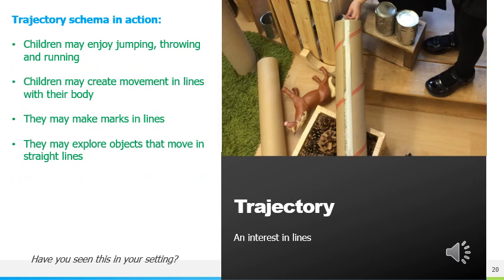Okay, a trajectory schema. So when you're observing children, you may see children enjoying jumping and throwing and running. You may see children that may create movement in lines with their bodies. They may be making marks in lines with paint, pens, paper. They may explore objects that move in straight lines. Okay, a really, really nice one to spot. Things that are traveling in lines.